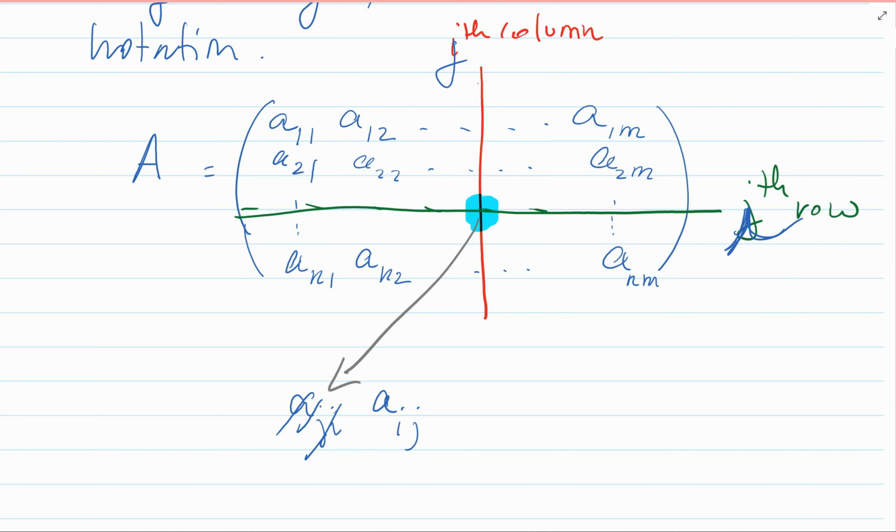So if I tell you, for example, where do you see a521? That will be the fifth row, the 21st column. That's the entry that you have in the fifth row and 21st column.